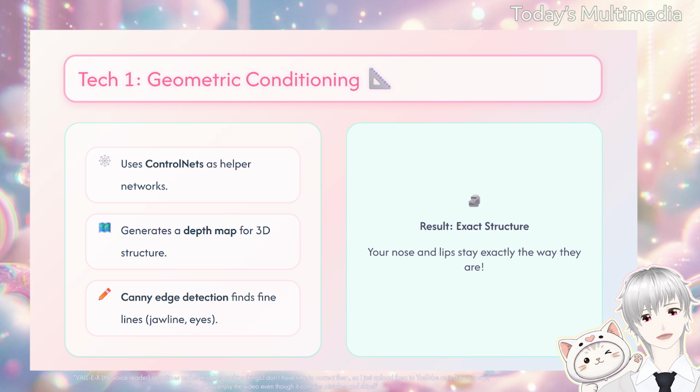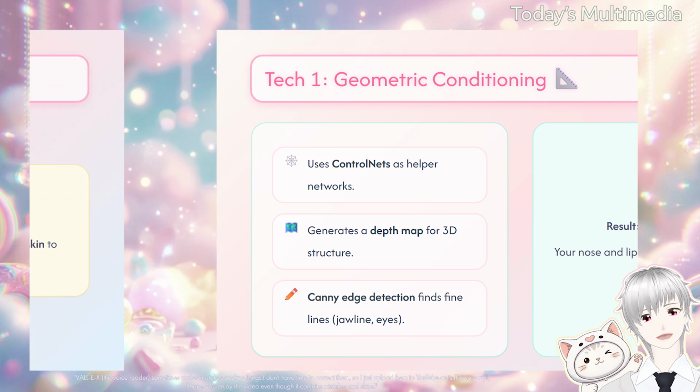These ControlNets look at your source image, and they generate a depth map, which understands the 3-dimensional structure of your face. They also use something called canny edge detection, which finds all the fine lines and contours, like your jawline and the edges of your eyes. By feeding this geometric information into the diffusion model, the artificial intelligence is forced to maintain your exact facial structure, meaning your nose and your lips stay exactly the way they are.